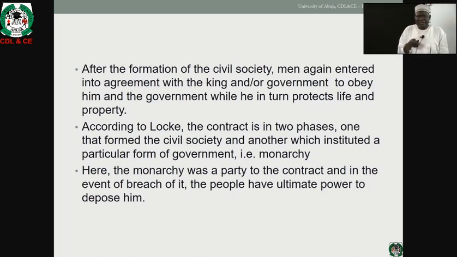And that is the beginning of monarchy, where you have one person at the head of government, one person that has the three powers of government in him alone: the executive, the legislature, and the judiciary. Here, the monarch was a party to the contract. So unlike in Hobbes, the monarch was part of the contract. So in the event of a breach of any provision of the contract, the people have the right to depose him. He can be deposed, he can be asked to go away, to abdicate, because he failed in complying with the provisions of the contract.